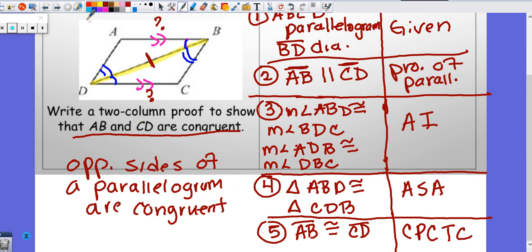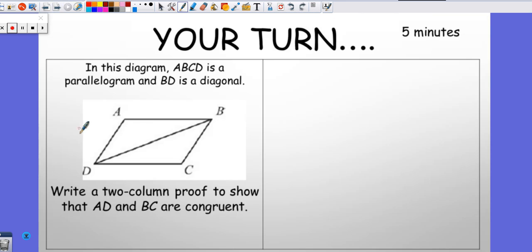Okay, let's go ahead and go to the next one. Now this one wants us to prove that AD and BC are congruent. So that's what we're looking for. I'm going to put question marks there. It says in the diagram, ABCD is a parallelogram and BD is a diagonal. So if this is a parallelogram, then I know these two sides are congruent. I know that I'm dealing with alternate interior angles.